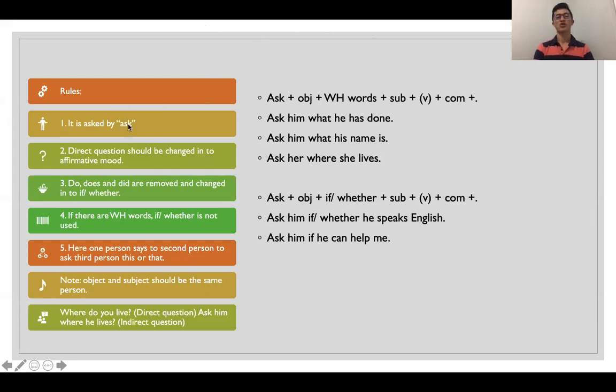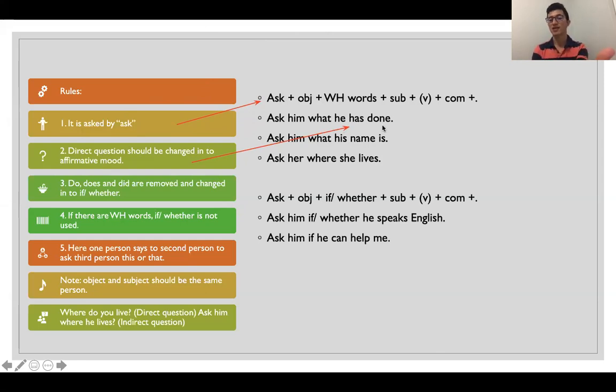So the first rule was that it is started by ask. Look at here, it is started by ask. Number two, direct questions should be changed into affirmative mode. Ask him what he has done. Look at here, what he has done. He has done. It is affirmative mode.